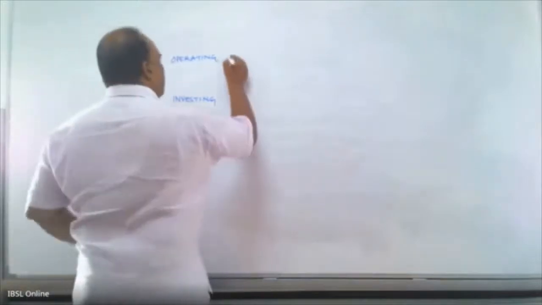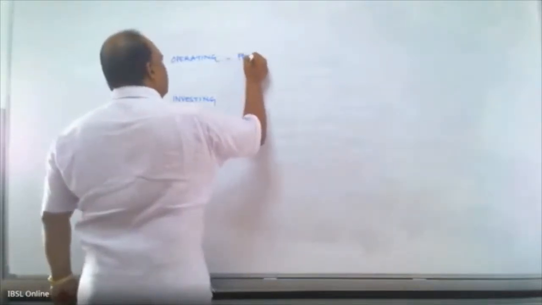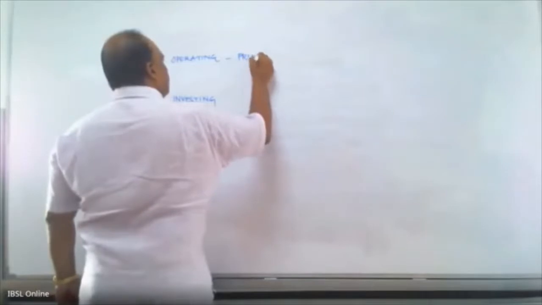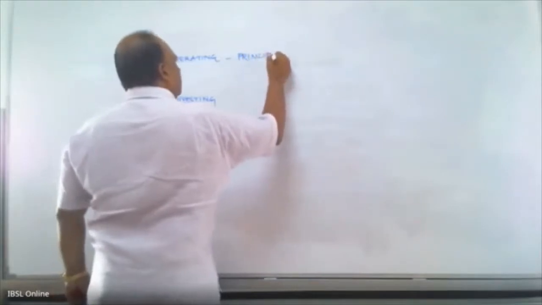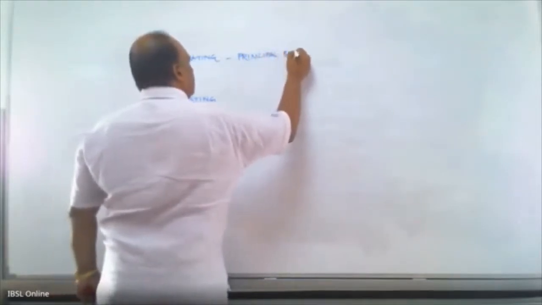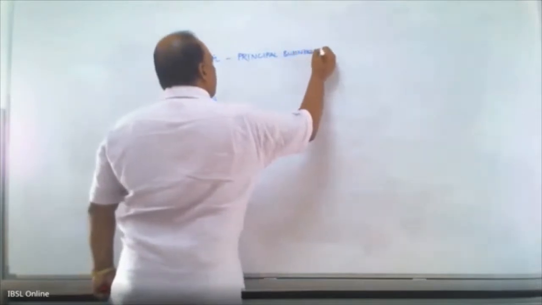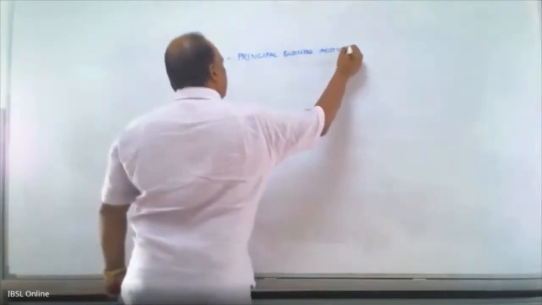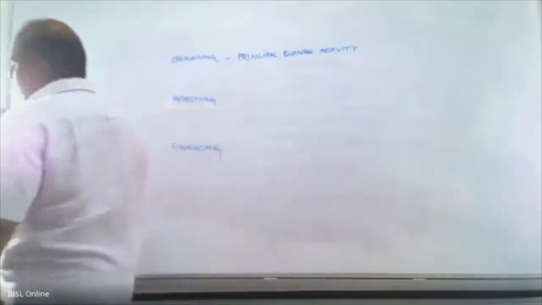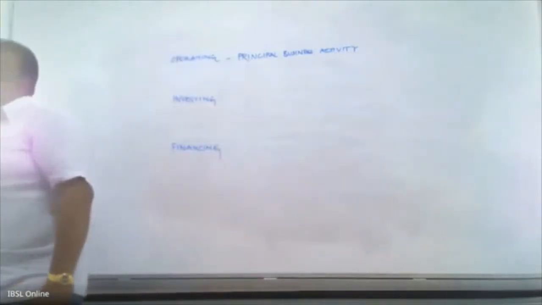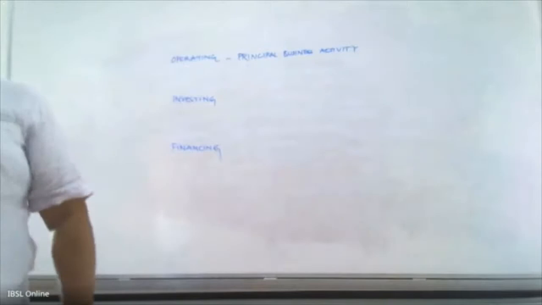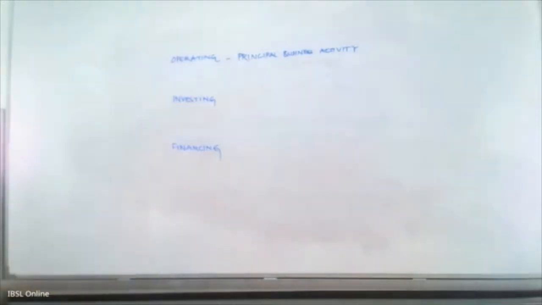Operating activities is generally known as your principal business activity. So if I am buying and selling products, that is my principal activity. Selling products is my principal activity. So I get money by selling goods.